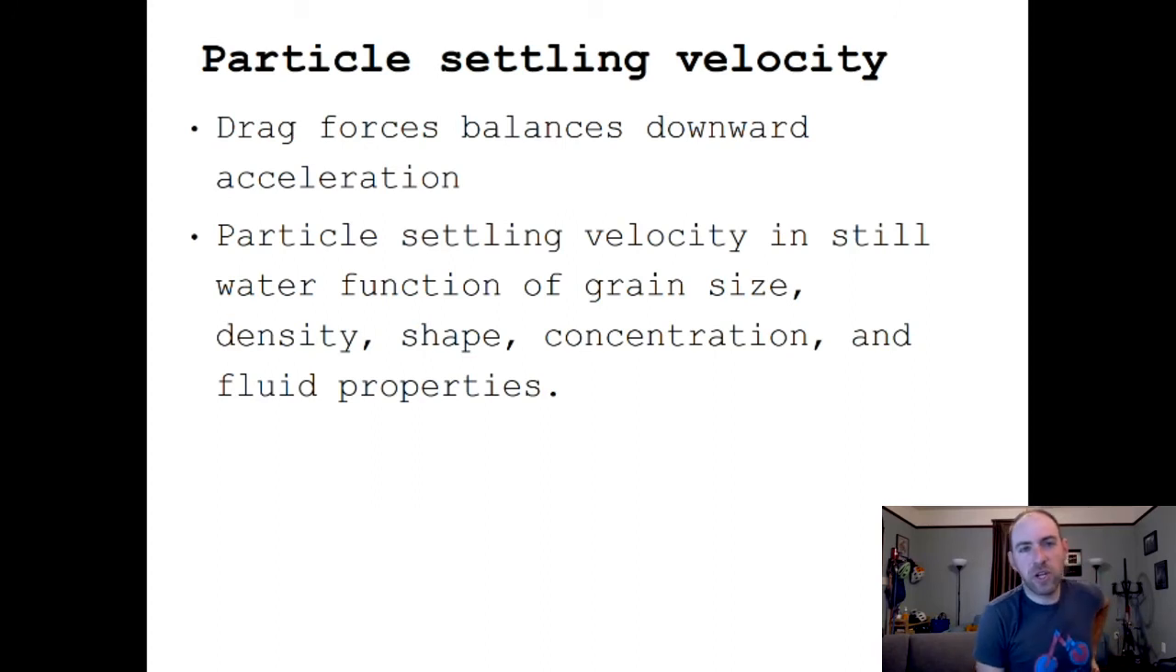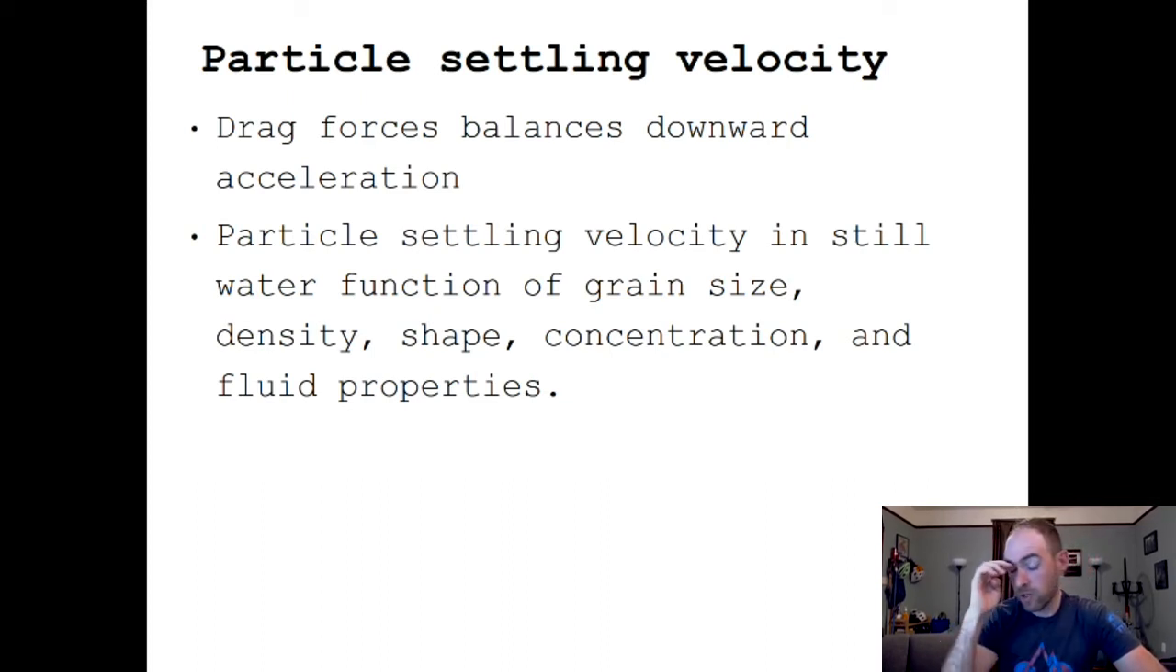And the concentration actually matters too. So in really high concentration flows, the particle settling velocity can be slowed down by the fact that other particles are interacting with each other or interacting with the wakes from other particles as they settle. We won't deal with too many situations like that until we get to turbidity currents later on in the semester. But also fluid properties, right? So the density and the viscosity will determine how fast a particle settles as well, okay?